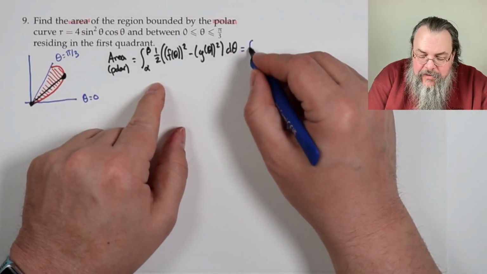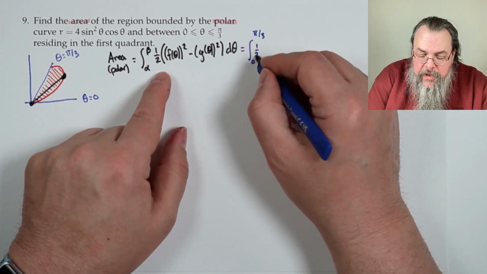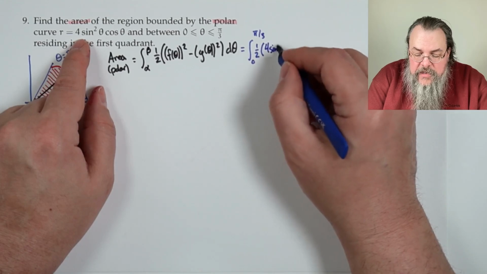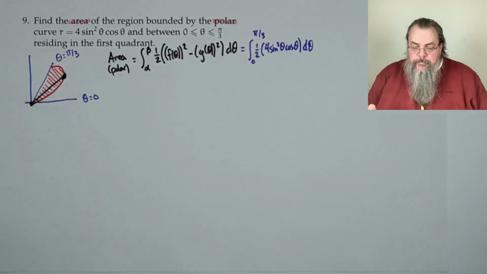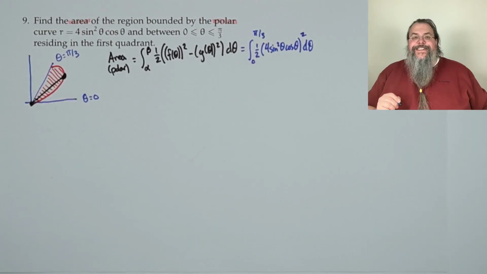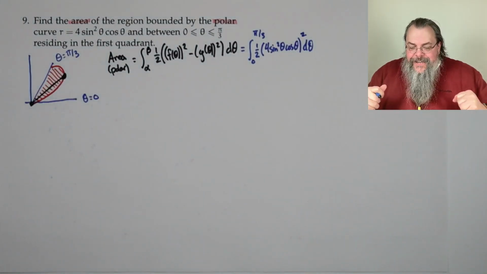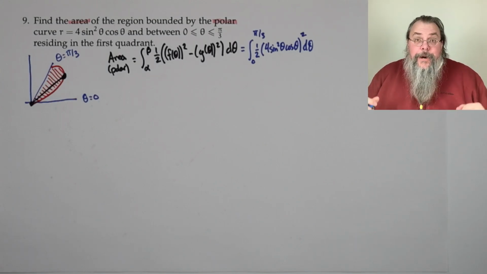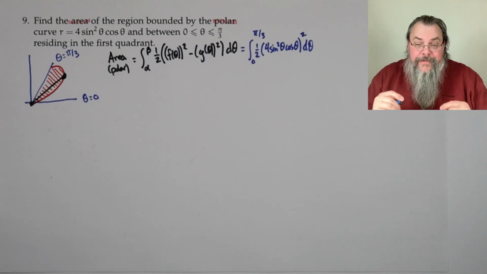So let's go ahead and write things down. We have integral from 0 to pi over 3 of 1/2, and we just need to square that, 4 sine squared theta cosine theta d theta. Whoops, I said square it, so we better square it. There we go. All right. Well, let's do it. We can do it. Our powers combined, me and you together, we're going to make it through. I believe in us.